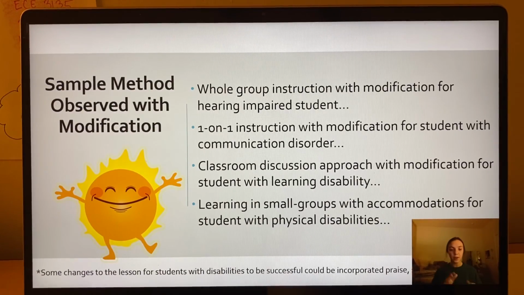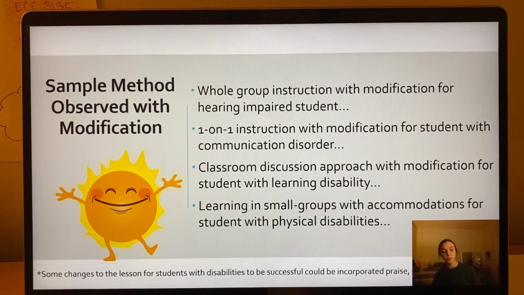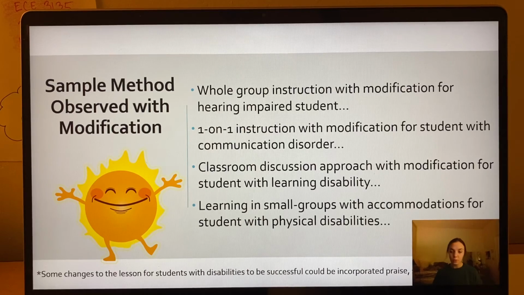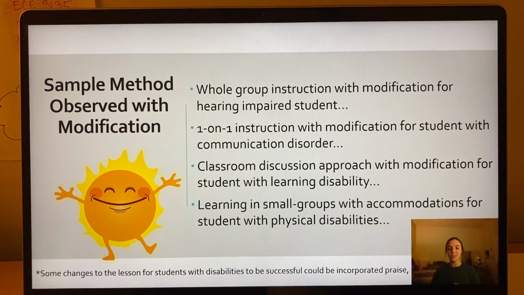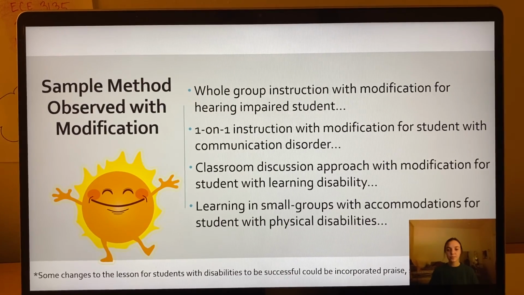And then I have at the bottom some changes to the lesson for students overall with disabilities. Should always include praise, and I think my video is cutting it off, but praise and scaffolding.